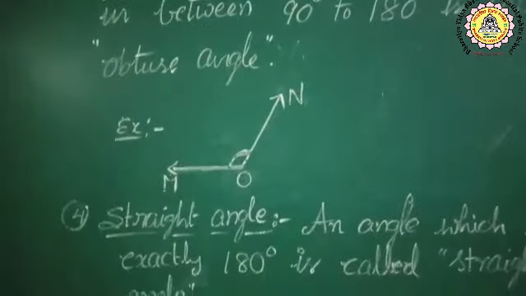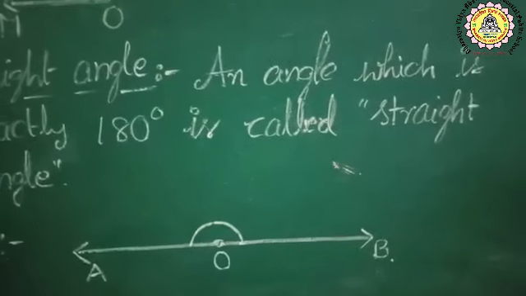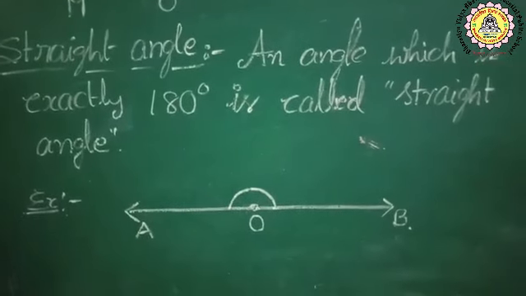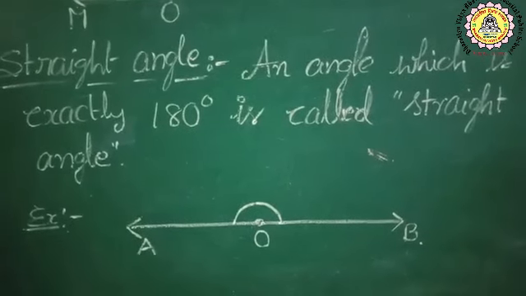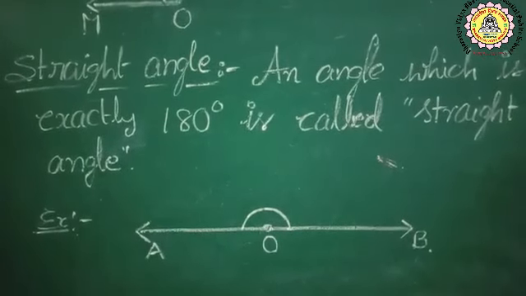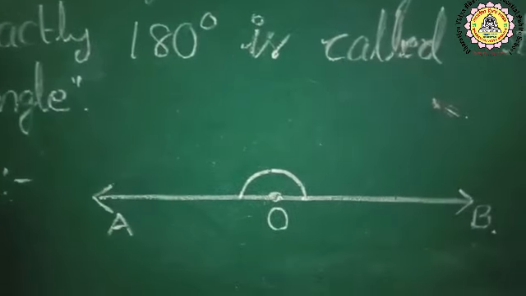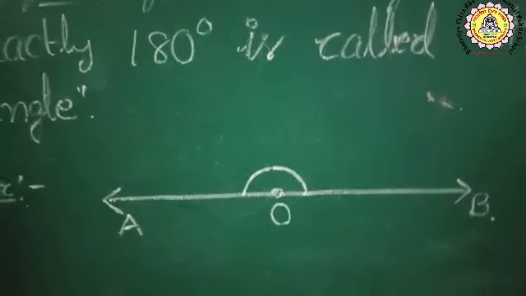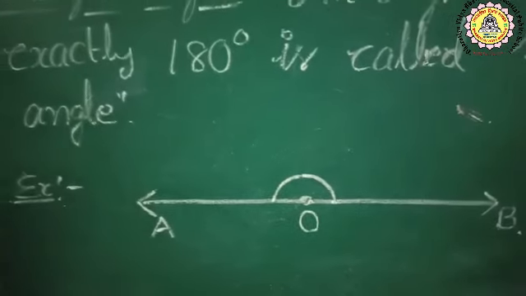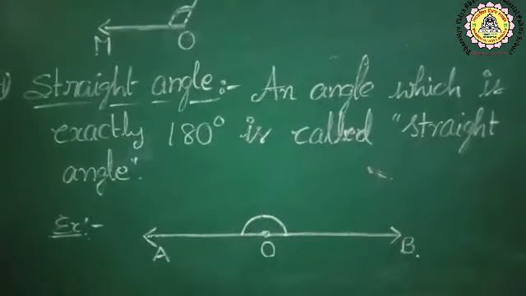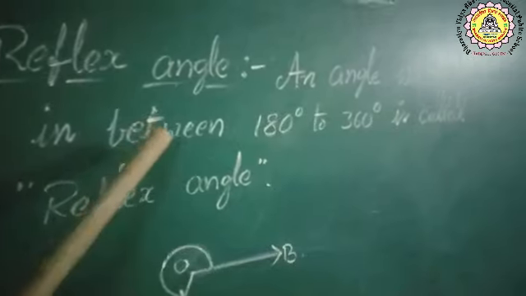Next, come to the fourth one, straight angle. An angle which is exactly 180 degrees is called a straight angle. And see down, this is the example for a straight angle. It's just like a straight line and it shows a 180 degrees angle, that is a straight angle. Okay, do you understand? Now let's move to the reflex angle.